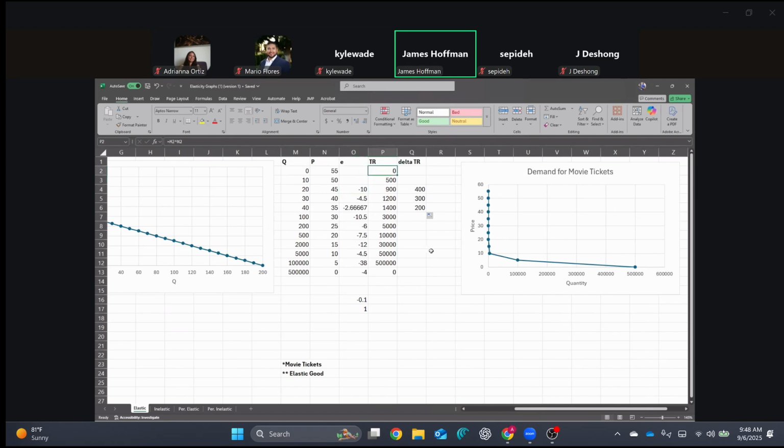Total revenue, we already learned that a few weeks ago, but it's just how much of this good you sell times the price, and then know that if the good is elastic over a price change, you should be able to increase your revenue by selling more, or dropping the price and selling more. Okay.